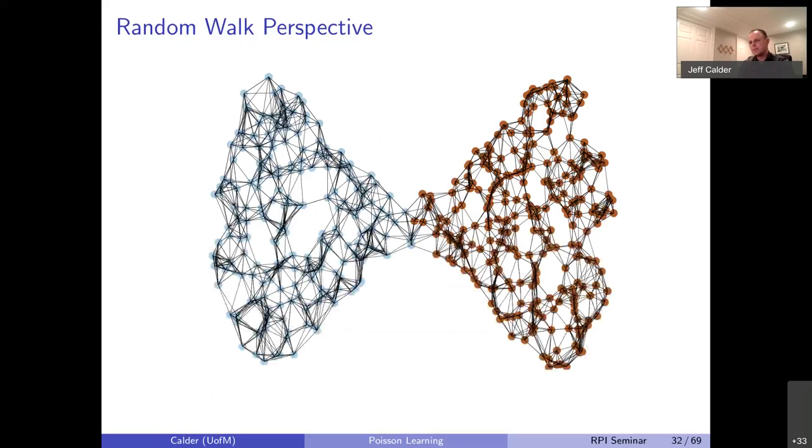So for example, the way this is supposed to work is that I release a random walker from one of my clusters, and if there's only a small bottleneck or small number of ways to get from one cluster to the other, hopefully the random walk stays in that cluster for long enough to hit a label in that cluster before it moves to the other cluster and hits one of those labels.